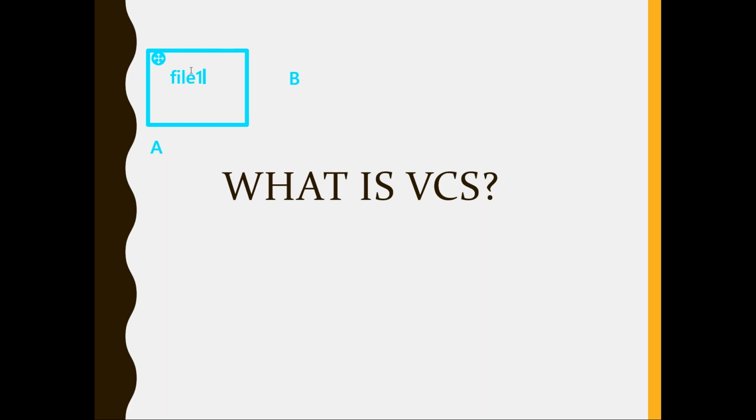So there is a file here where the team has to work. Let's suppose developer A has to work on it. Developer A has downloaded this file to his local computer and was making changes to it. At the same time, developer B also got this file and was also making some changes.